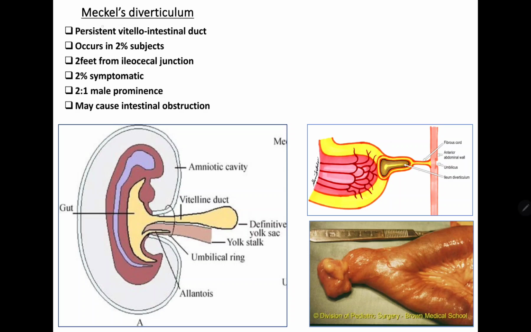Now, there is a term called Meckel's diverticulum. What is Meckel's diverticulum? Okay, remember we have already discussed this diagram, that is a vitello-intestinal duct. So vitello-intestinal duct is an extension of the midgut. This is the midgut.